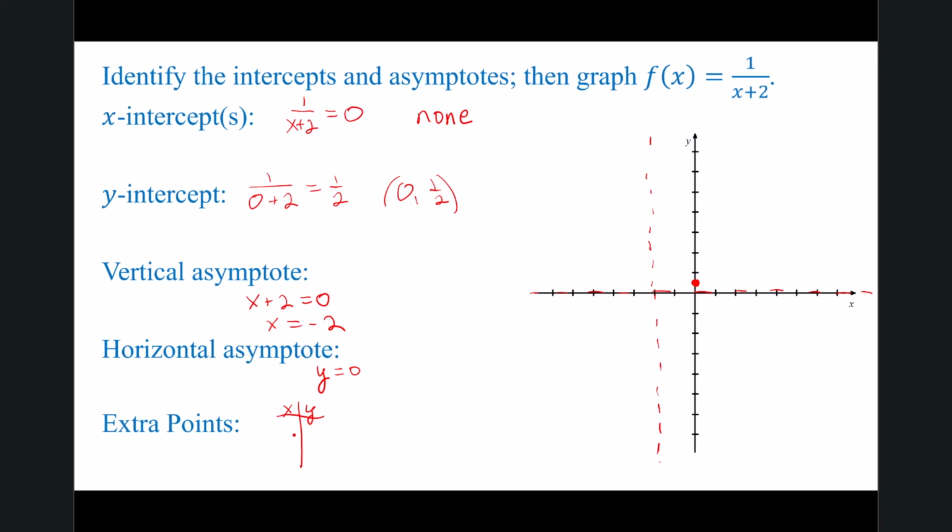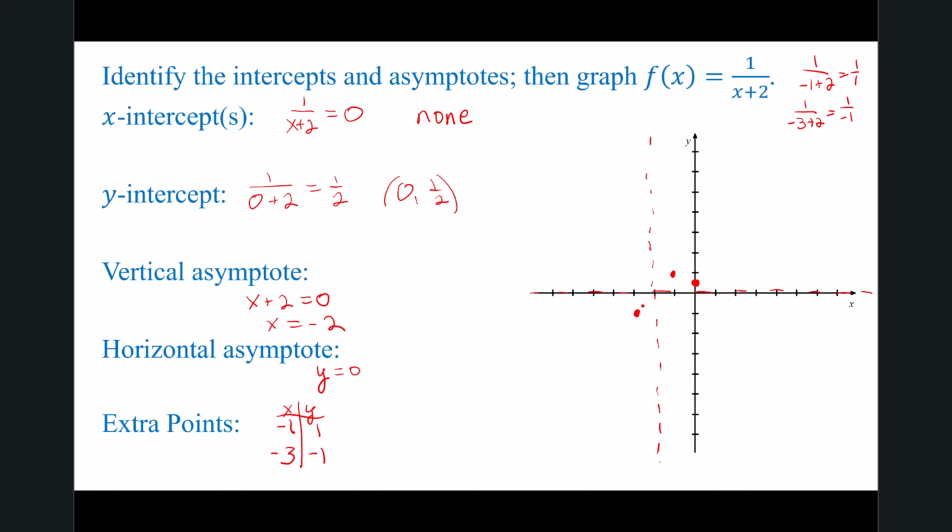Let's say what happens if x is -1. If x is -1, we would have 1 divided by -1 plus 2, which is 1 over 1, or 1. So we have a point at -1, 1. What about if x is, let's say, -3? If x is -3, then we would have 1 over -3 plus 2, which is 1 over -1, or -1. So -3, -1 is another point.